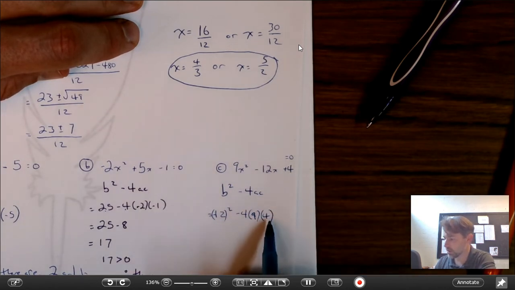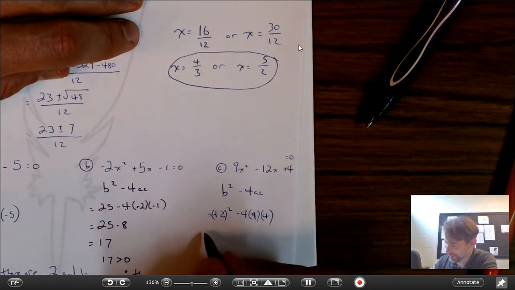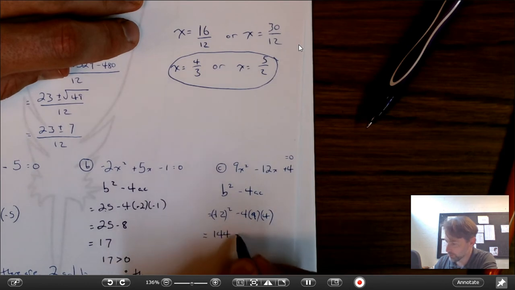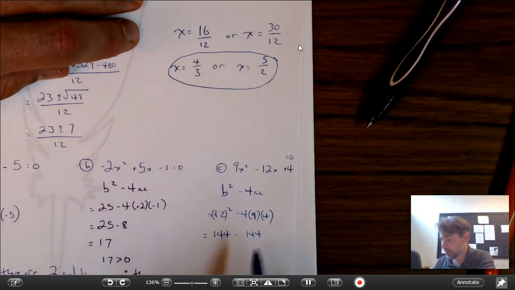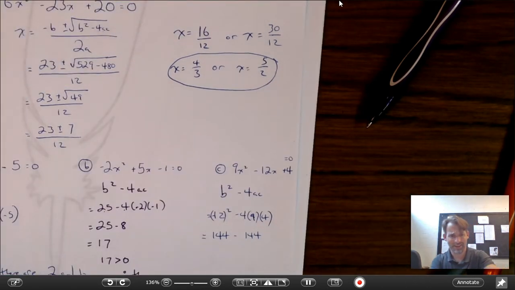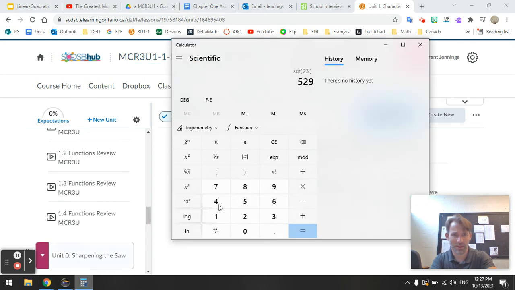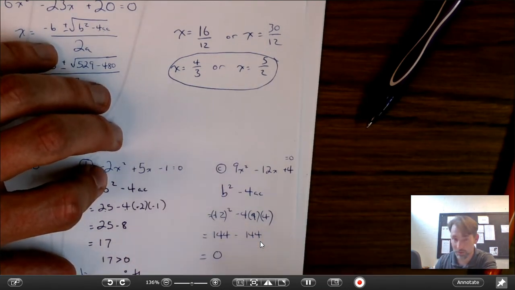Okay, so 9 times 4 times negative 4. So 4 times 4 is 16. 16 times 9 is, you guessed it, 144. 144 minus 144. My mental math is so bad right now. 9 times 16 equals 144. Okay, it is. Yeah, it's very, very good, Mr. Jennings. 144 minus 144. Turns out that the number minus itself gives you 0.